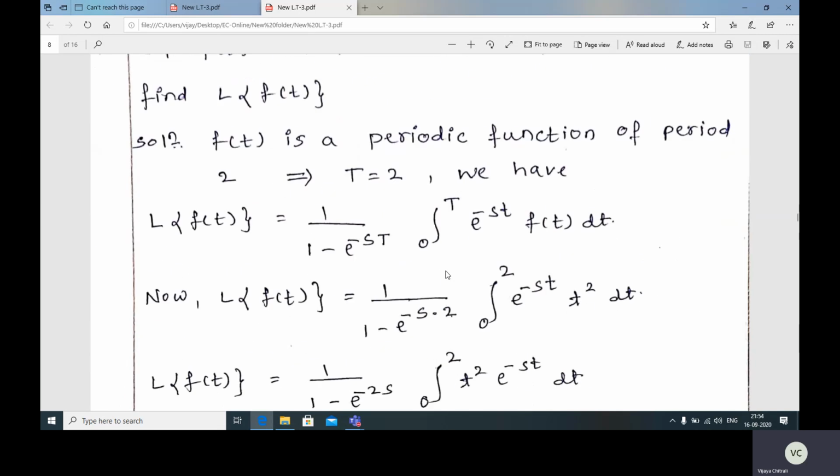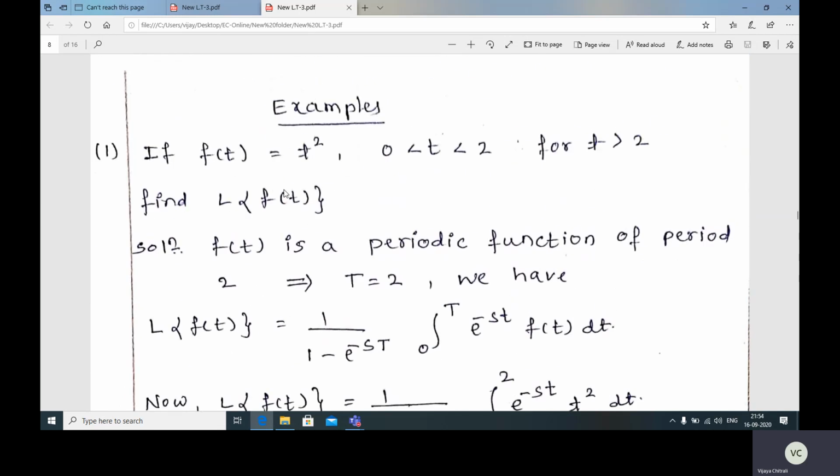So first example, a simple one. If f of t is equal to t square, and small t lies between 0 and 2, find the Laplace transform of f of t, right? So here small t lies between 0 and capital T. Compare with small t lying between 0 and 2, so the period capital T is 2. So f of t is a periodic function of period 2, which means capital T is equal to 2.